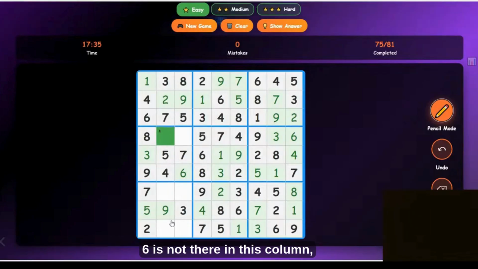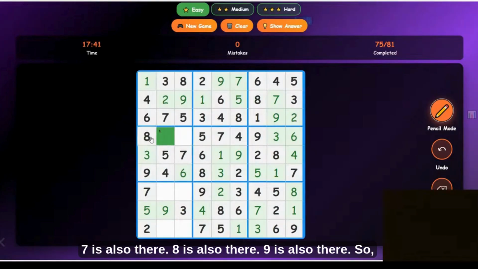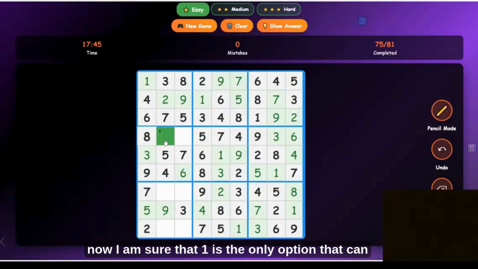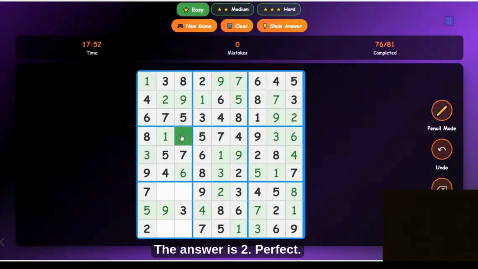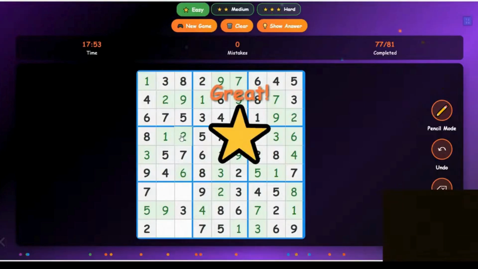6 is not there in this column, not there in this row, and 6 is there here, so we can't have a 6 here. 7 is also there, 8 is also there, 9 is also there. So now I'm sure that 1 is the only option that can come. So what is this number that is left in this big box? The answer is 2. Perfect.